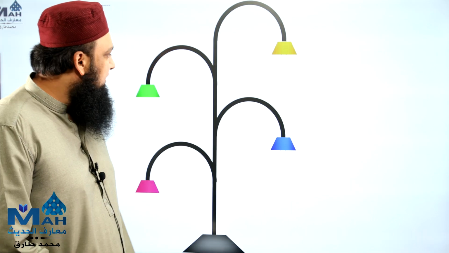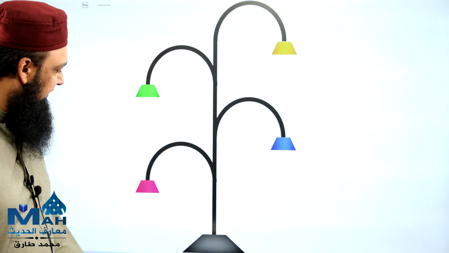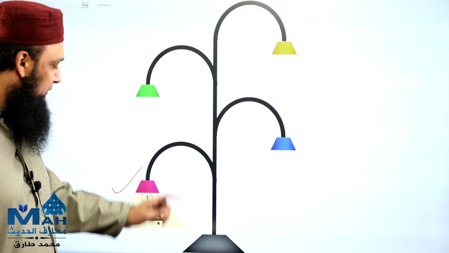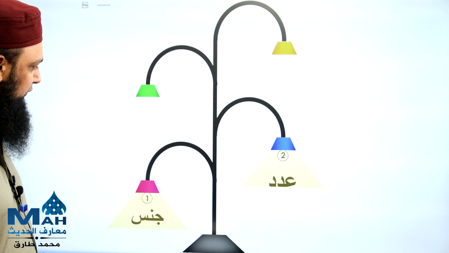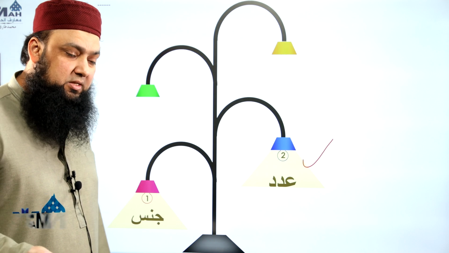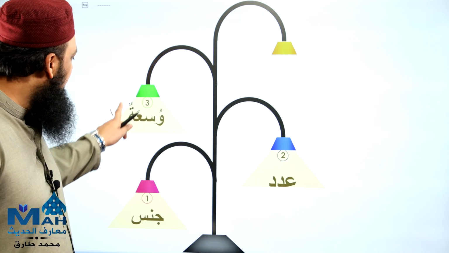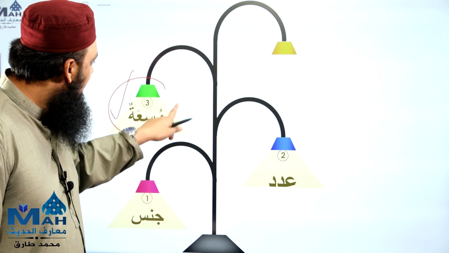So we'll start. This is some type of a lamp hanger. We have one lamp: jins, we already studied jins. Next we already studied adad. In adad we studied plural, single and dual: wahid, musanna and jama. And today's very important lecture is wus'atun.